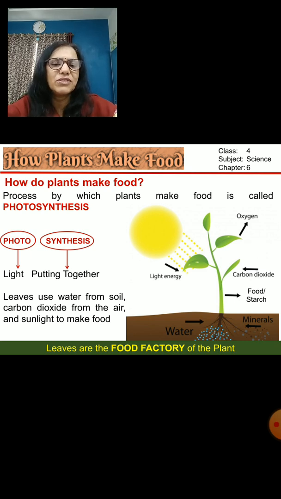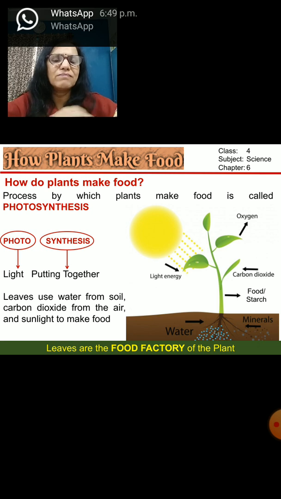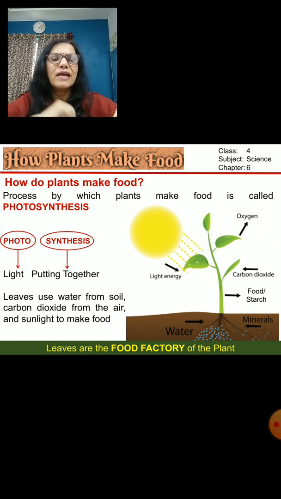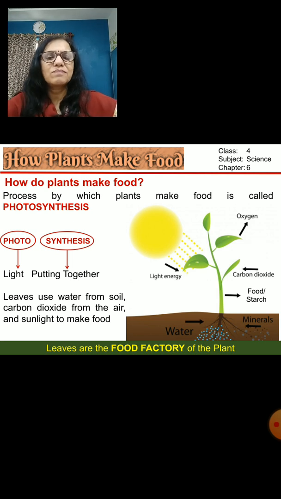You can see in the picture, light from the sun is taken by the leaves. Carbon dioxide is taken from the air and the food is made, which is in the form of starch. And in this process, oxygen, you can see the arrow, it is going up. Oxygen is released. It means we get oxygen from the plants in this process.